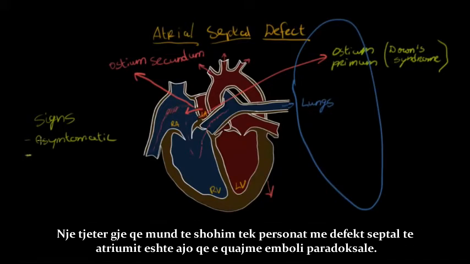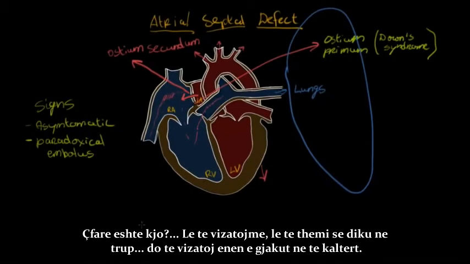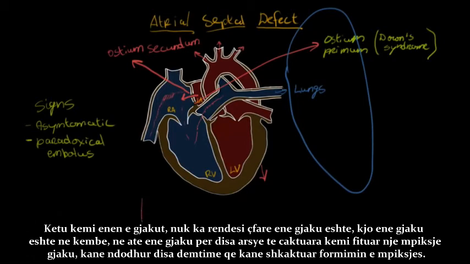But another thing that we can see in individuals with atrial septal defect is what's called a paradoxical embolus. Paradoxical embolus. And what that is, let's say, I'm going to just draw this simply. This is somewhere in the body. And let's say here we have a blood vessel, and since I'm drawing a blood vessel, I'm going to draw it in red. It doesn't matter what blood vessel it is.